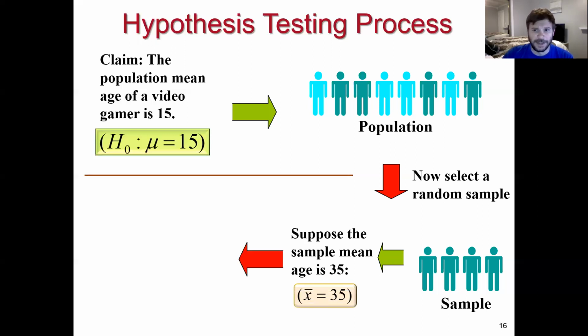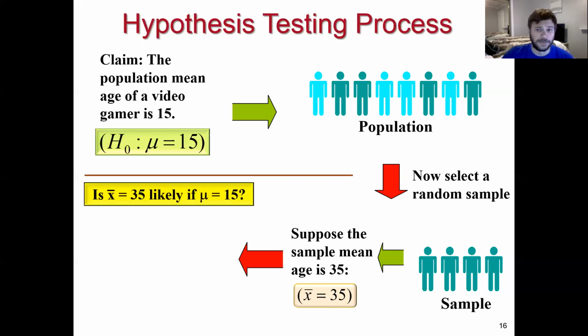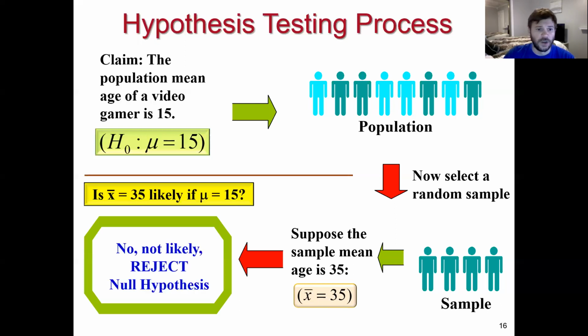And the idea behind hypothesis testing involves asking the question, is it likely to observe a mean of 35 from the sample if the population mean was actually 15? And if the answer is no, this is not likely, then observing the sample mean of 35 means our presumption that the population mean was much lower is not correct, and we would want to go ahead and reject the null hypothesis.